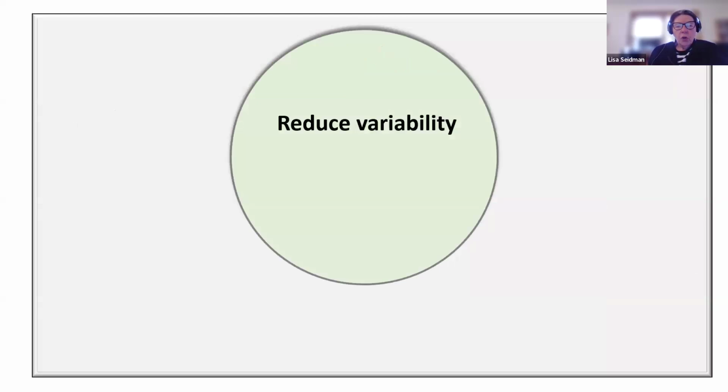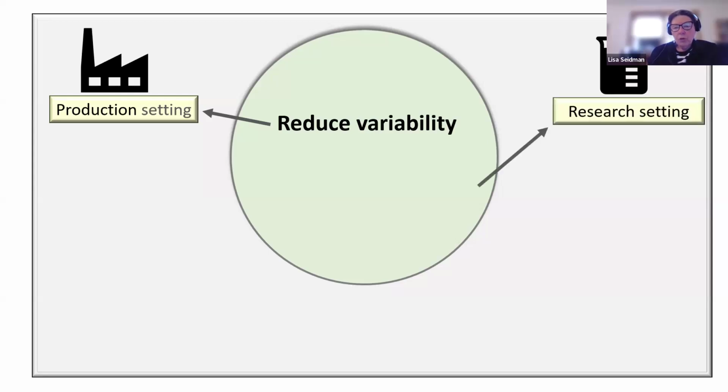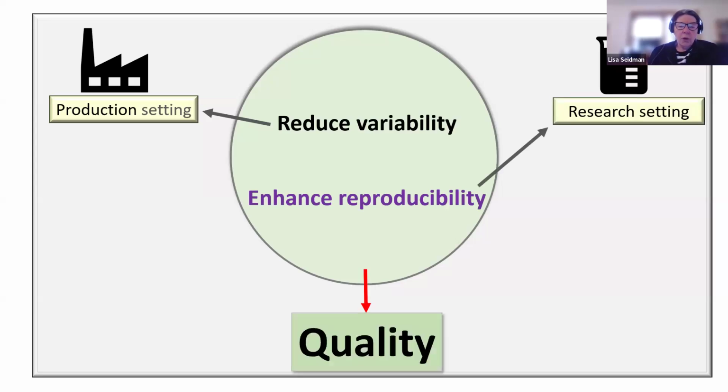Those of you working maybe more in biomanufacturing may be using terminology like reducing variability. Those of you more in a research setting might be talking about enhancing reproducibility. Two sides of the same coin. Either way, what we're trying to do is to get our students to generate quality results, and we're hoping to use these basics as a vehicle to teach them about that.